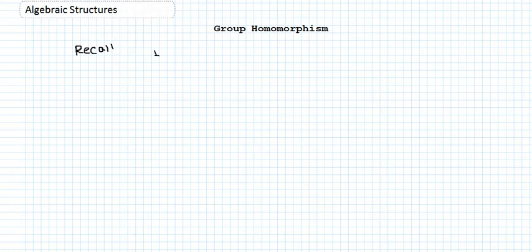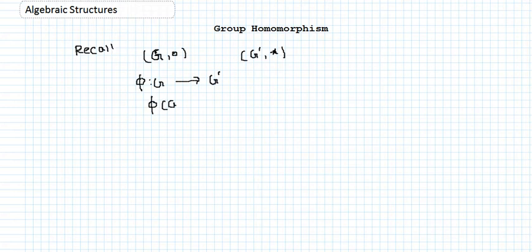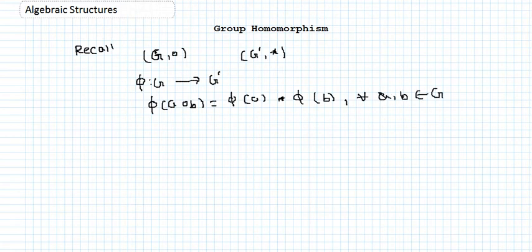Suppose we have two groups, one is G with a composition and another is group G dash with another composition, and a group homomorphism between G and G dash is a mapping satisfying the property that phi of A compose B is the same as phi of A compose phi of B, and it is true for all elements in the group G. When this property is satisfied, then this mapping phi is called a group homomorphism from the group G to the group G dash.